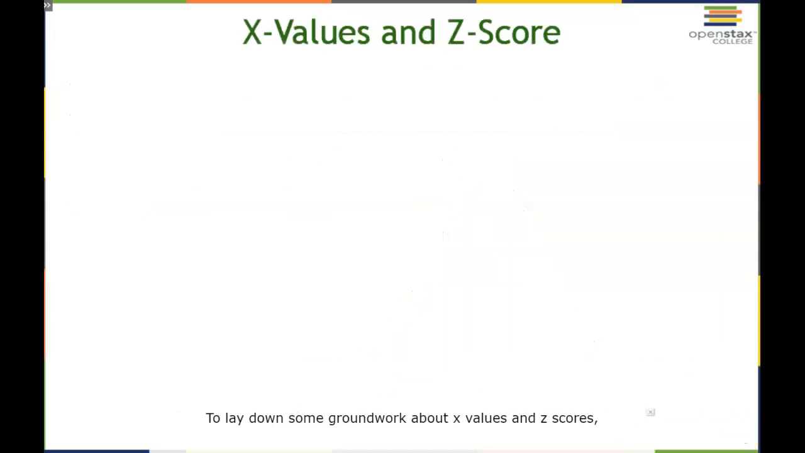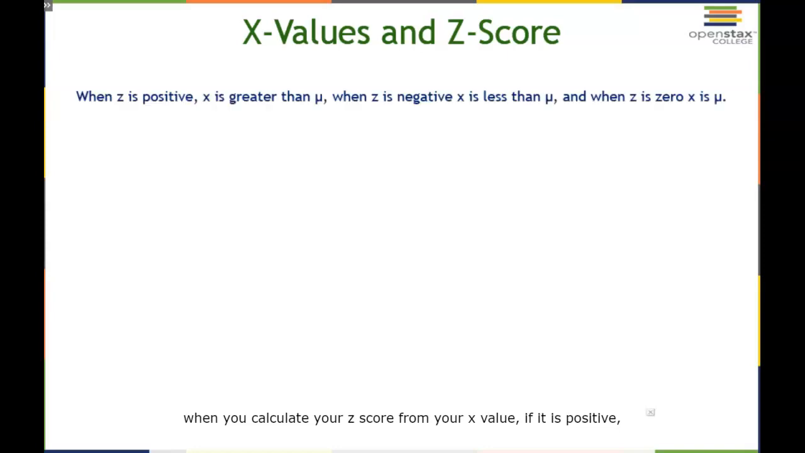To lay down some groundwork about x values and z scores, when you calculate your z score from your x value, if it is positive, it means that x is greater than your mean. When your z-score is negative, that means your x is less than the mean. That's all that means. If it's positive, it's greater than your mean. If it's negative, it's less than your mean. And if it's 0, it is your mean.